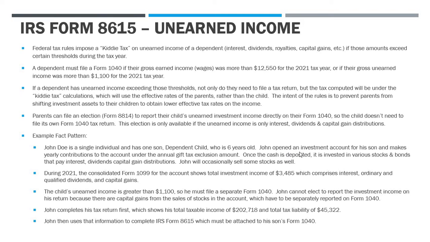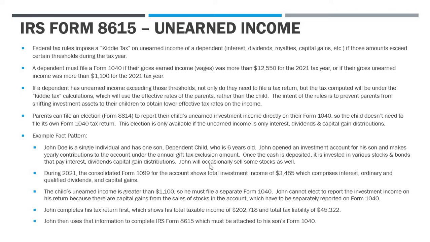Now, John opened an investment account for his son when he was first born, and he makes yearly contributions to the account under that annual gift tax exclusion. All right, so common estate planning tactic. Now, once the cash is deposited, then it's invested in stocks and bonds, other securities that pay out interest, dividends, capital gain distributions, and the like, right?